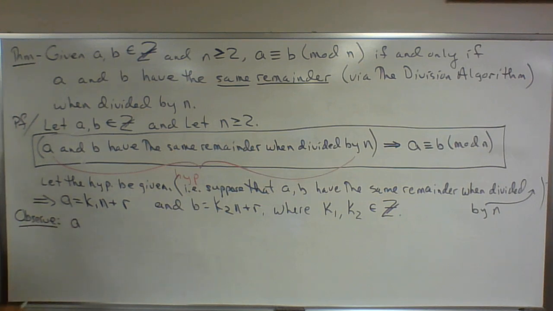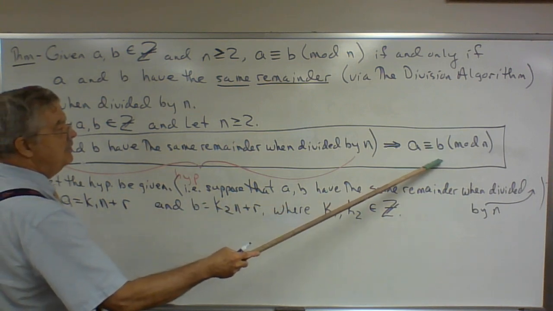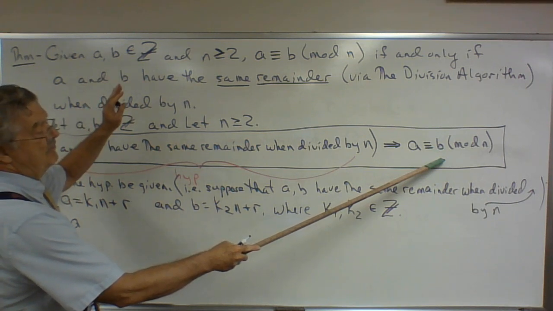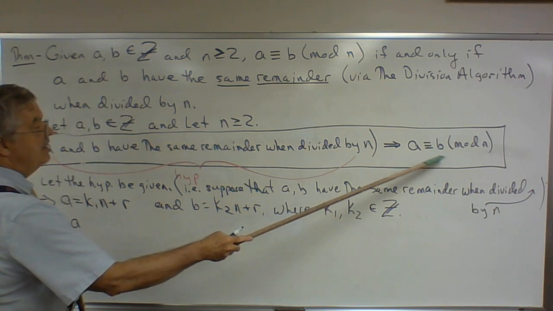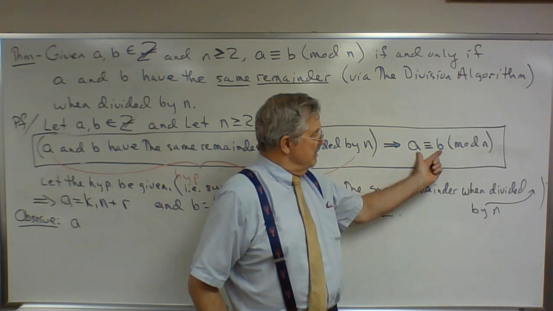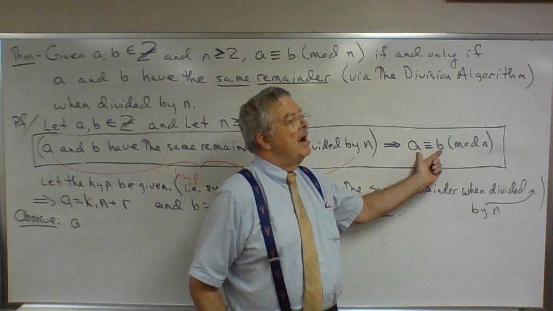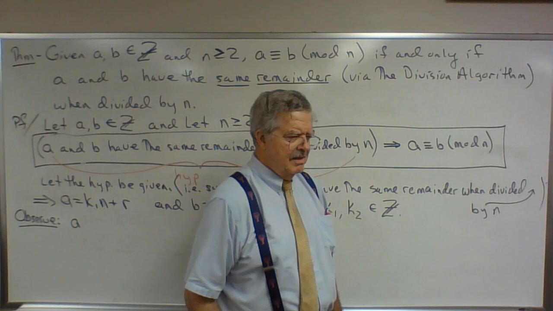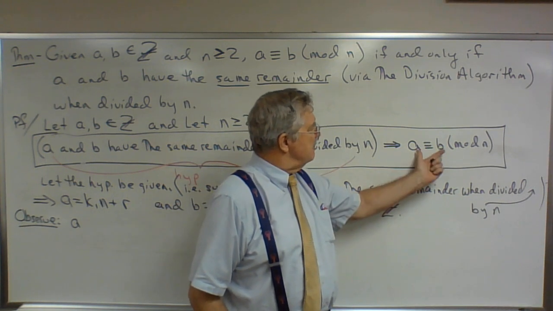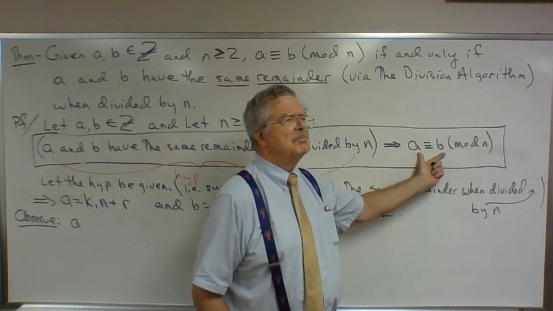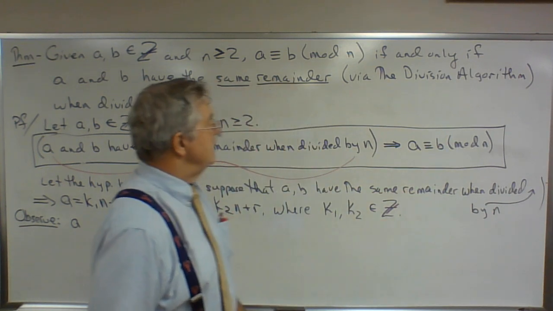Okay. Now, how are we going to prove that a is congruent to b modulo n using all that we have right now, which is the definition? The definition says that a is congruent to b mod n. What was the definition again? If their difference is a whole number multiple of n. So let's look at the difference.